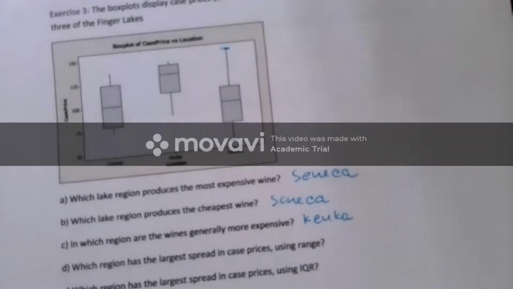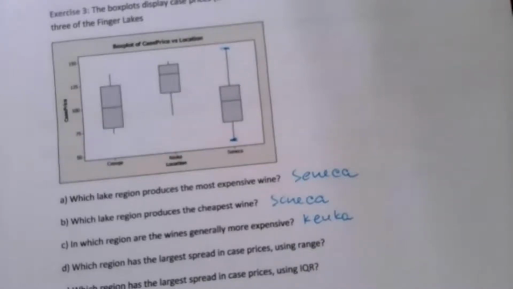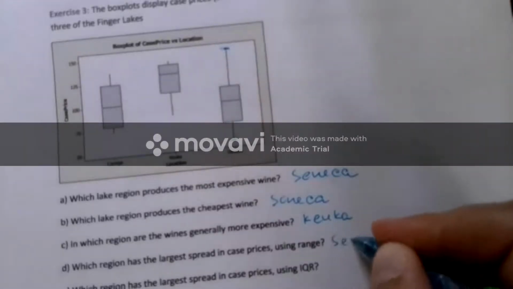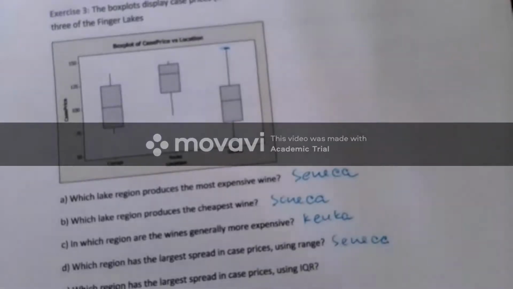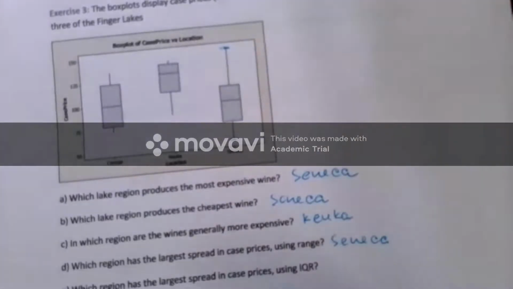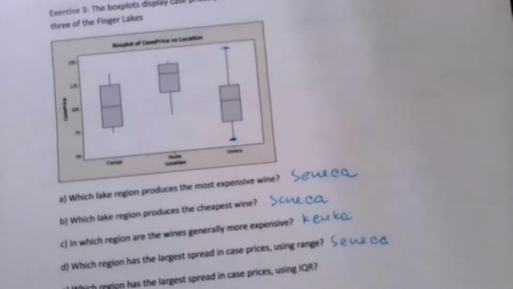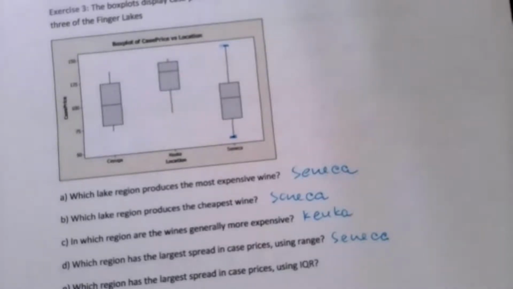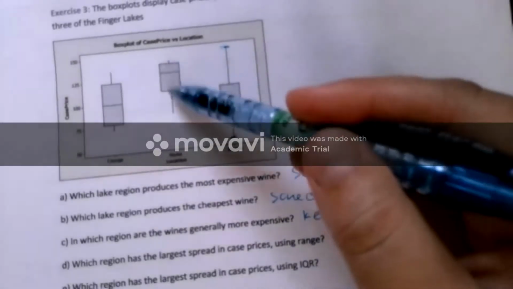So remember, range is from the minimum to the maximum. So Seneca. Seneca has the widest range. Which region has the largest spread in case prices using IQR? Remember, IQR is just the length of the box itself.